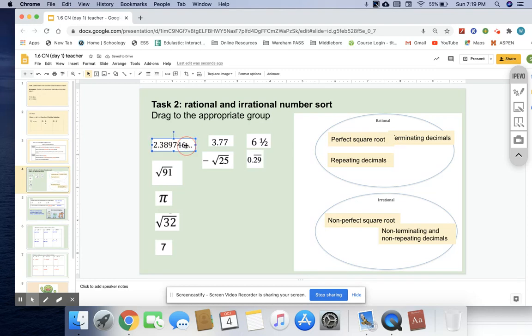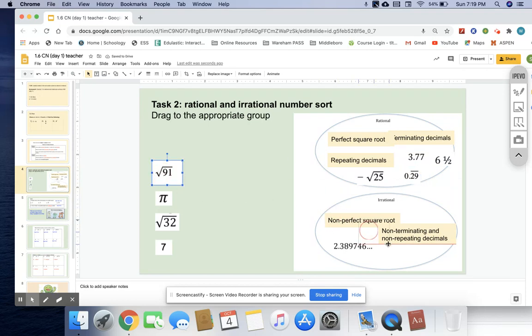So this ... means it goes on forever and ever without any pattern. So that is an irrational number. 6.5 is obviously written as a fraction. 3.77 is a fraction. Negative square root of 25 is -5. This is a repeating decimal, so it's rational. Square root of 91 is irrational. Pi is irrational. Square root of 32 is irrational. And 7 can be written as 14/2, and that is rational.